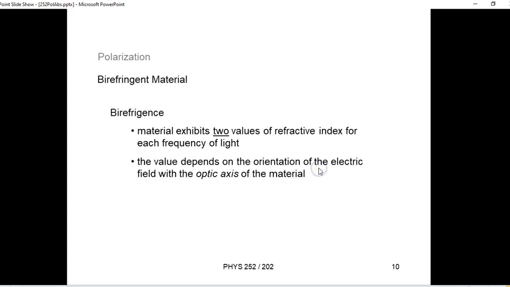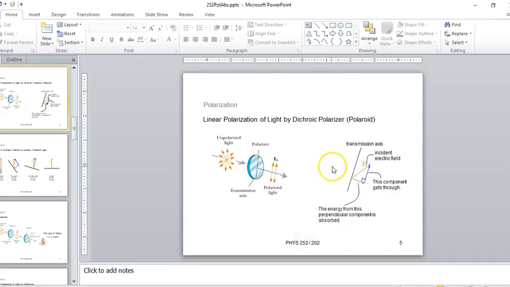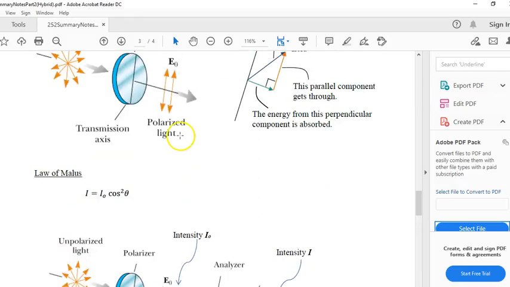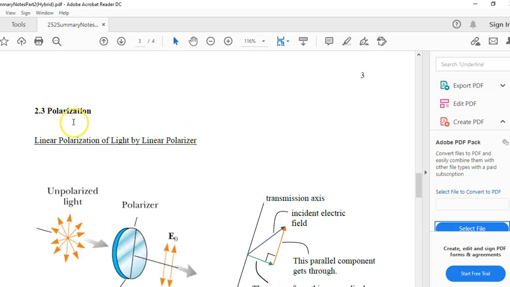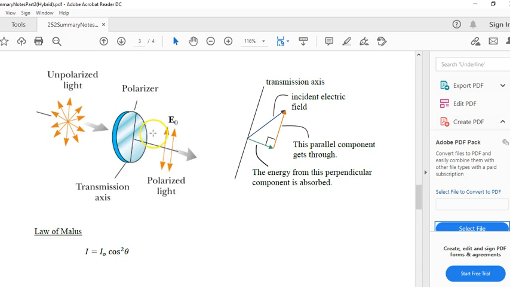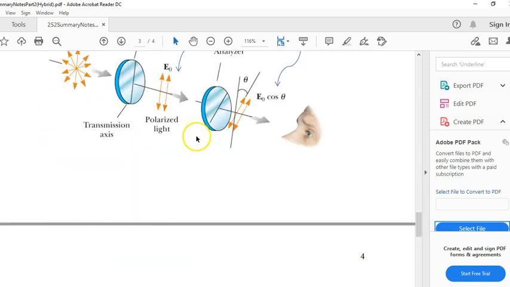Okay, I'm going to stop right here. I'm going to make 2 videos. You are responsible for the stuff to this point. I'm going to end this show, and let me just show you in your summary notes. You can see right here, this is the section on polarization. It talks about how a linear polarizer works and the law of Malus, which you should know.